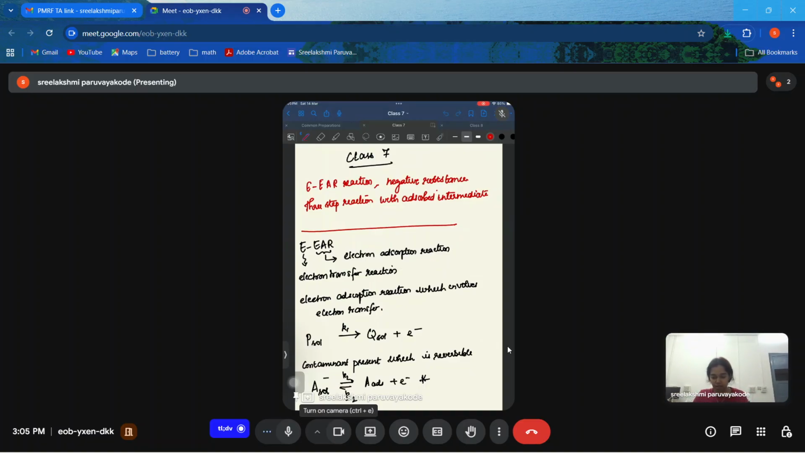Hello everyone. Yeah, so we'll first look into the previous week what we have done, and then we'll continue with this week's studies. So last week we started with the absorption reaction.